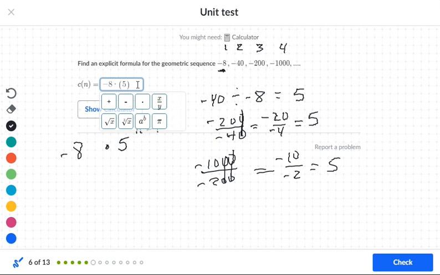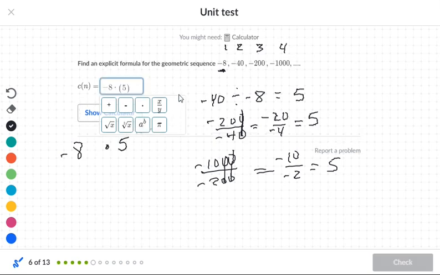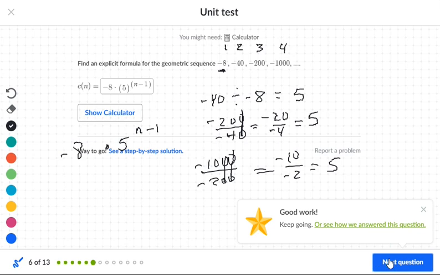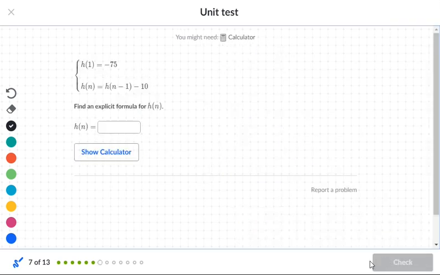Now remember, with the geometric, you've got to use the n minus 1 as an exponent. So you've got to press the exponent key, and what I would do is use parentheses again, because by doing so you maintain the n minus 1 as an exponent. If you don't do that, your n will be an exponent and the minus 1 is going to drop. So let's check this. Okay, let's go on to the next question.